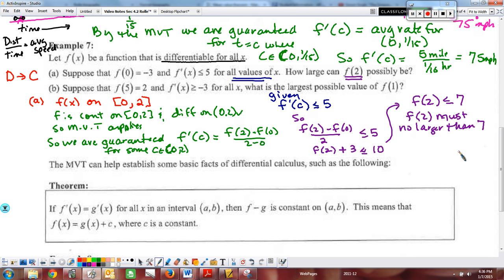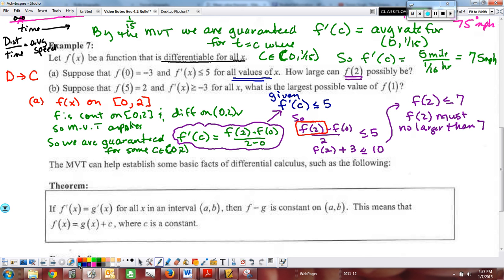Okay, and that's basically what we're doing here. It's like, oh, I can recognize, now that we've seen this problem, that if I have a problem like this, then I can use MVT to come up with a formula. I know this, which is what I was given, and then this gives me a formula that I can sub in with an unknown, and I can then solve for the unknown f of 2 and figure out an inequality for that. Okay. Let's take a look at B, which is a very similar type problem.